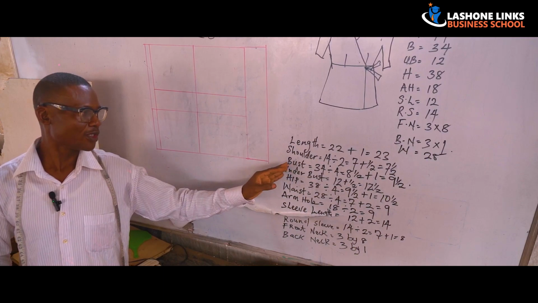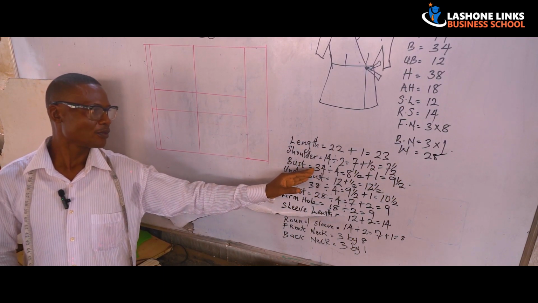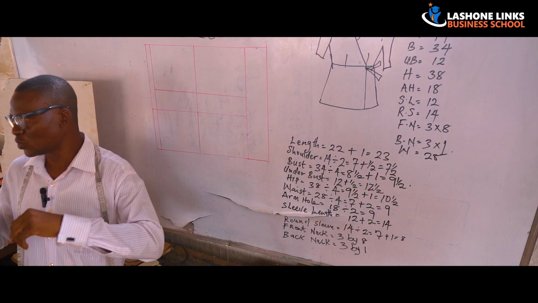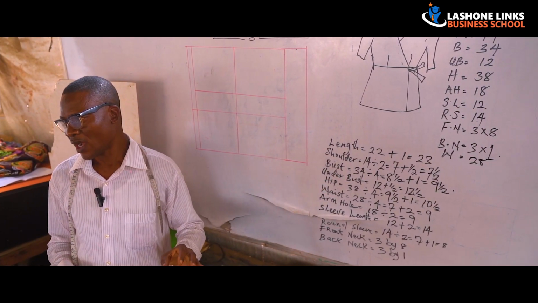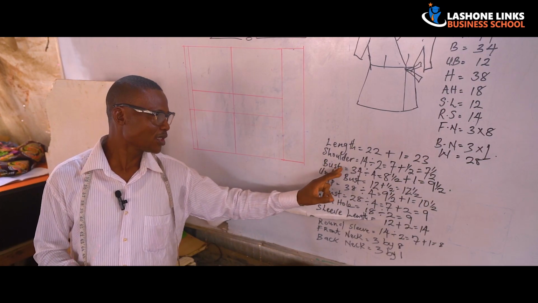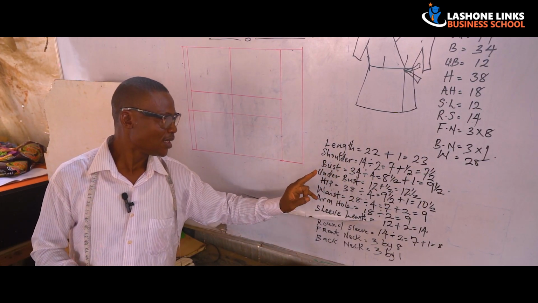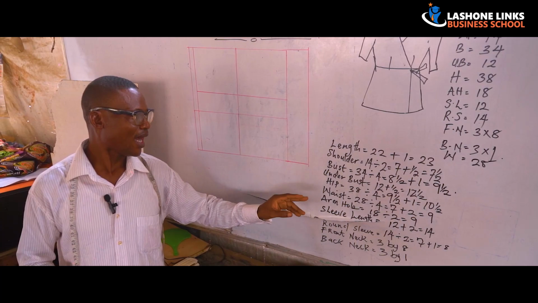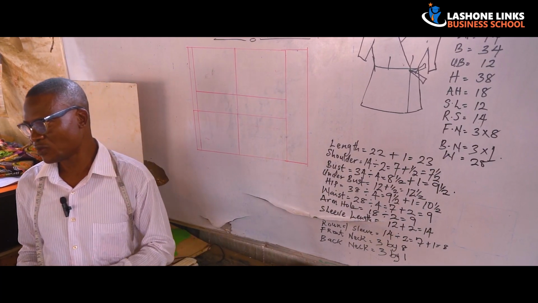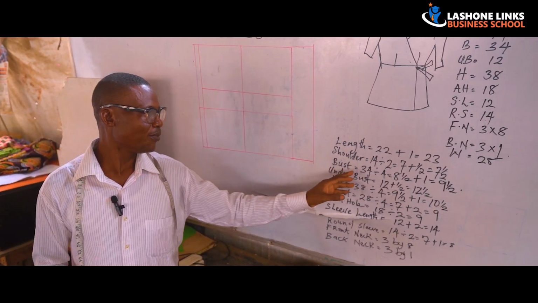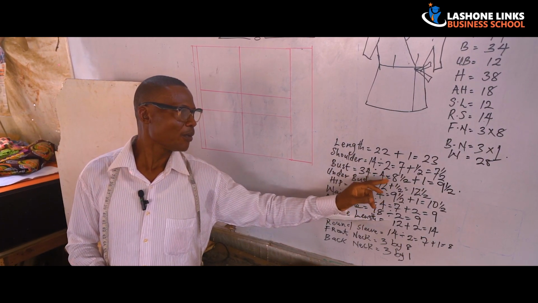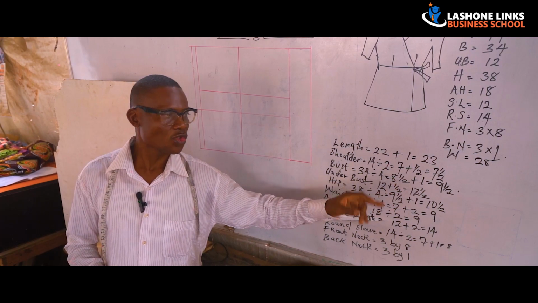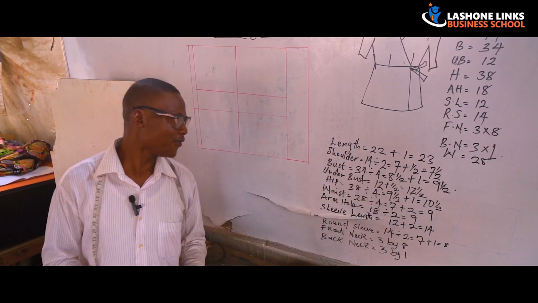Then we have the bust, which is 34. Whatever measurement you measure around your body, you have to divide by 4. And what are the measurements? Bust measurement, hip measurement, and waist measurement. You have to divide them by 4. So the bust measurement is 34 divided by 4, we have 8.5 plus 1 for your sewing allowance, making 9.5.